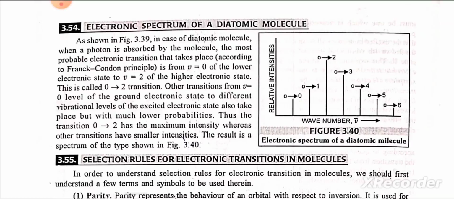Other transitions from the v = 0 level of the ground electronic state to different vibrational levels of the excited electronic state also take place, but with much lower probabilities. Thus, the transition from 0 to 2 has the maximum intensity, whereas other transitions have smaller intensities. The result is a spectrum of the type shown in the figure.